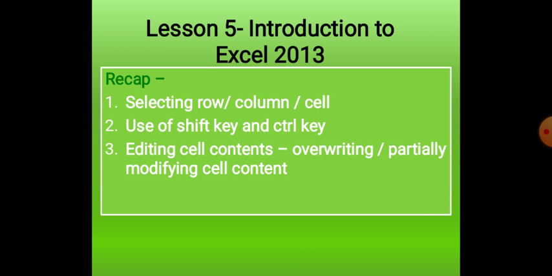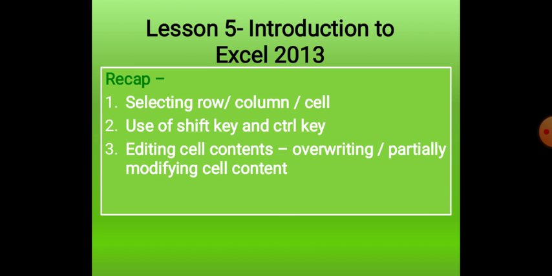Use of shift and control key. In selecting the row, column and cell process, children, we can use keyboard keys also. Like shift key is used to select the adjacent rows, columns or cells, and control key is used to select the non-adjacent rows, non-adjacent columns and non-adjacent cells. Non-adjacent means that are not in sequence continuously.